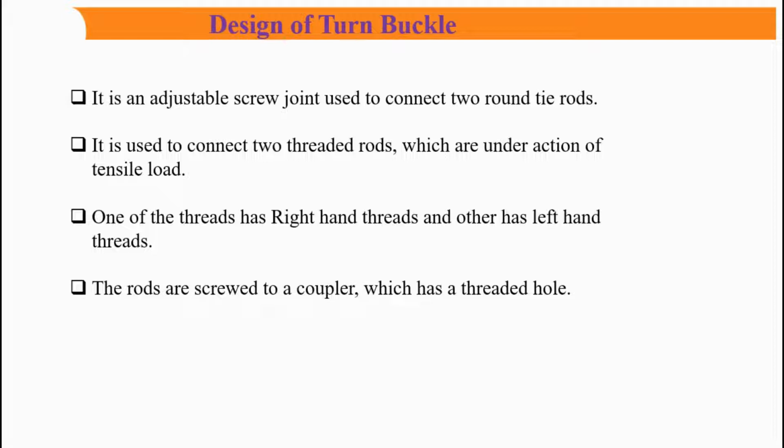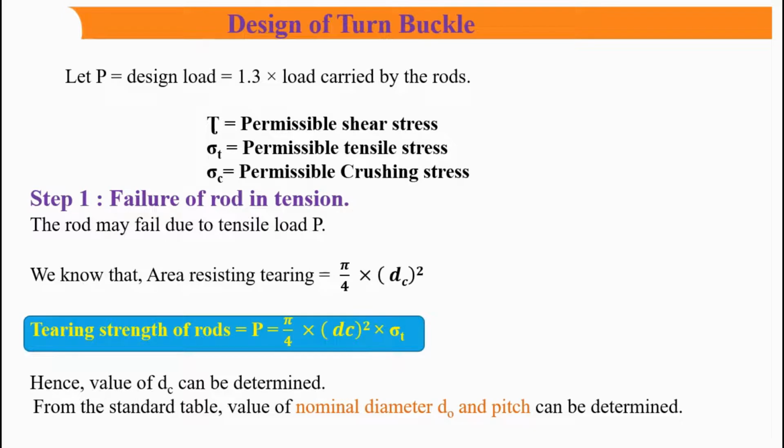So all these are the assumptions, or parameters, of the turnbuckle that we need to take into consideration while designing, because until and unless we know this, we can't design the turnbuckle. For that we need to know all the constructional details of the turnbuckle, so that we can design it completely and perfectly. Now, from this slide we can start the design of the turnbuckle.